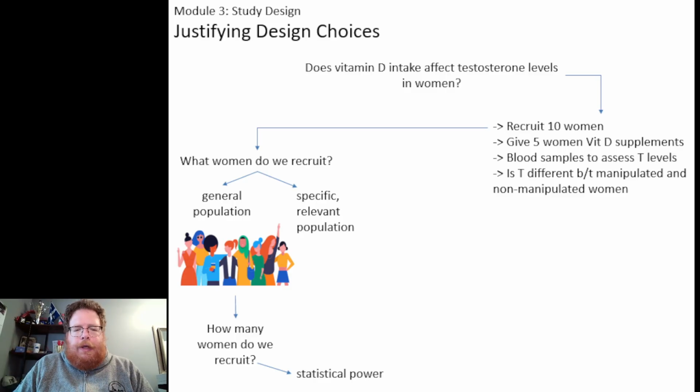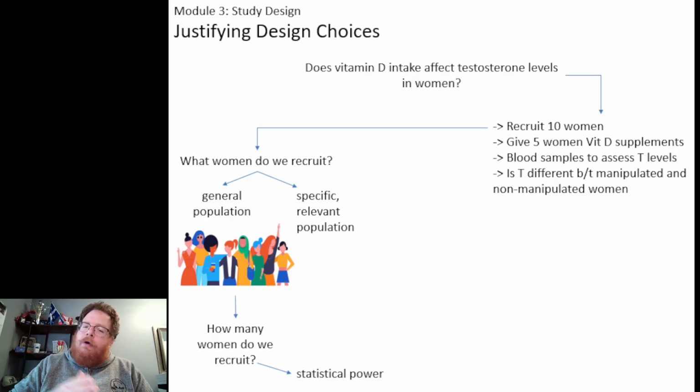What I mean by that is, statistical power basically tells us that the bigger your sample size is, the more likely you are to see a difference between, say, the supplemented and the unsupplemented women. If I recruited 1,000 women into the study as opposed to 10, I'm more likely to actually see a difference in the vitamin D effect on testosterone. However, if the effect that vitamin D has on testosterone levels is actually quite significant, then I might be able to perfectly see it with even just 5 women instead of 10.